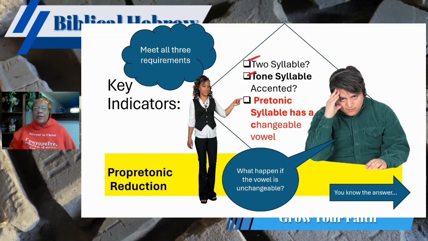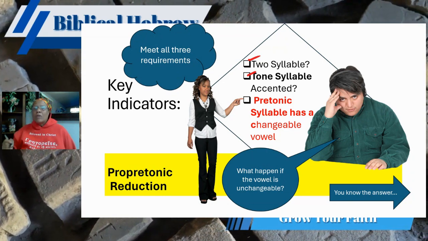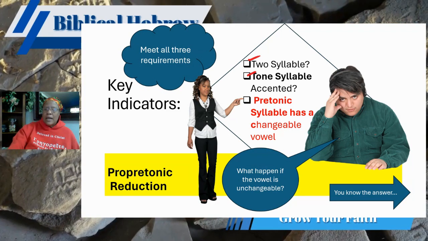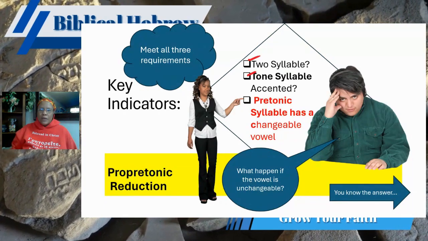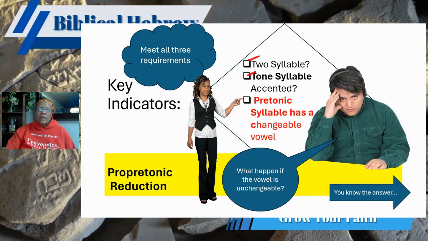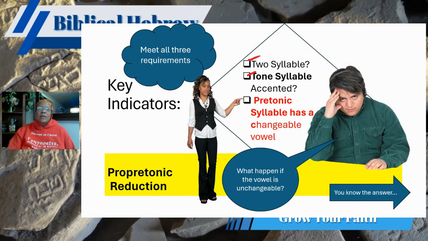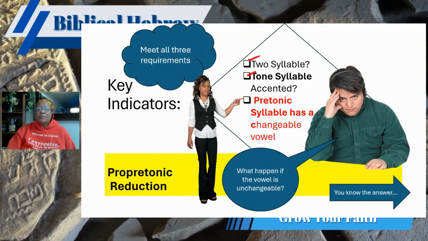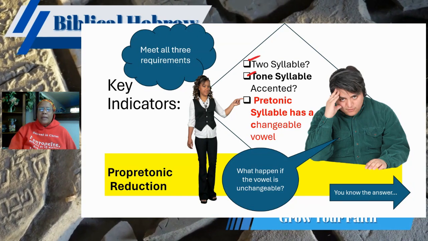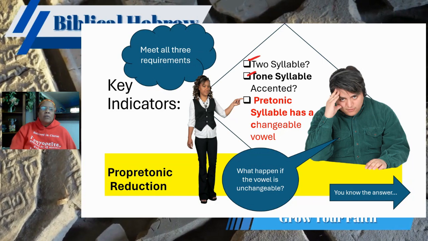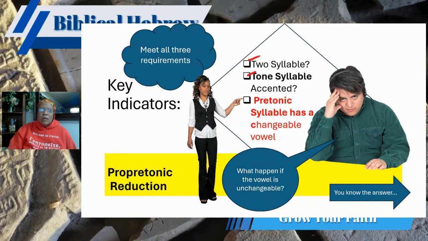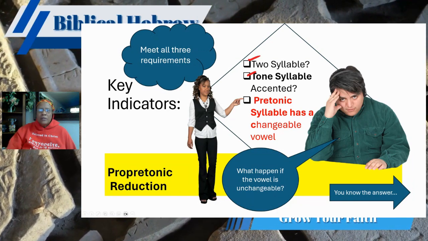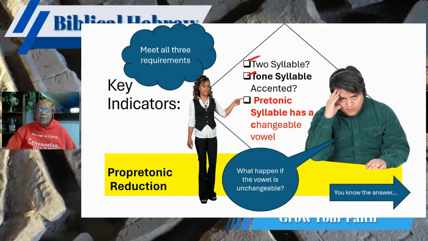So nouns with the vowel letter, an unchangeable long vowel in the first syllable, will not experience pretonic reduction, page 30 from Van Pelt's book. Okay, so let's see if we can make this happen. So we've got the kokav. It is a masculine ending, so we're going to mark that in our answer here. Let's see. Okay, here we go.